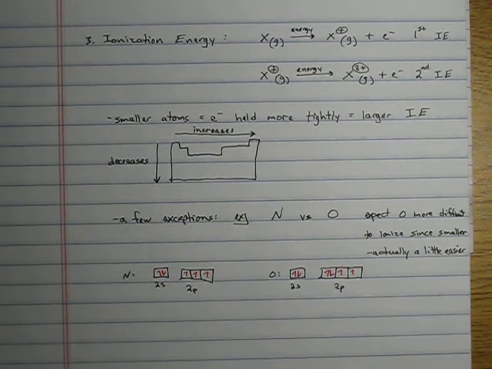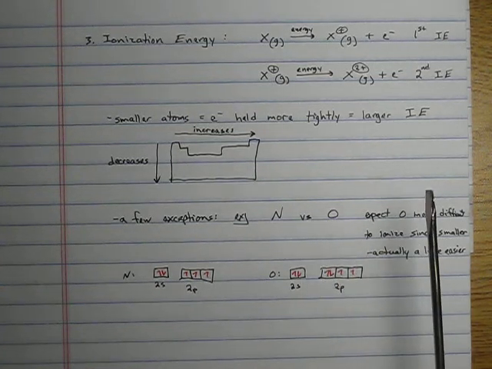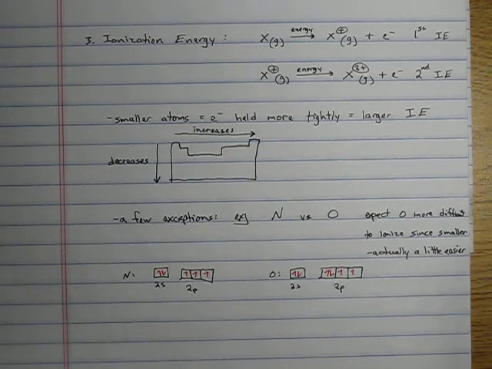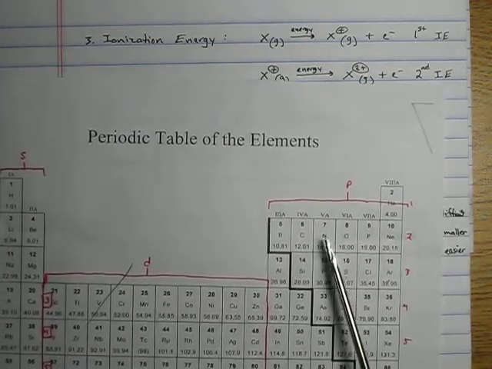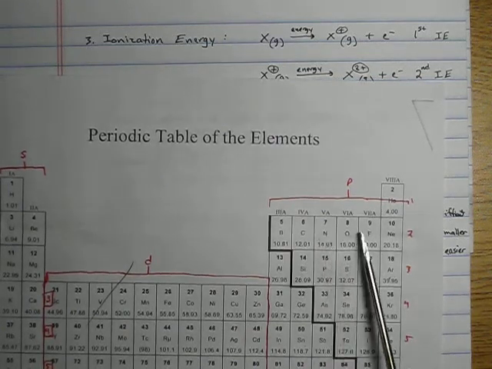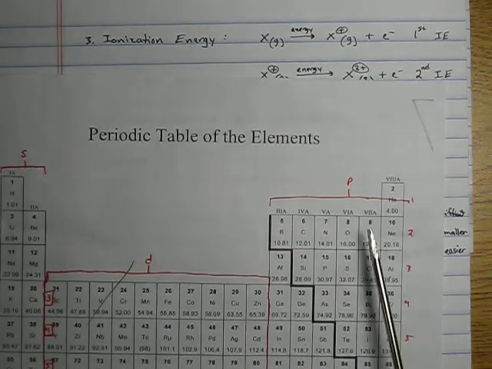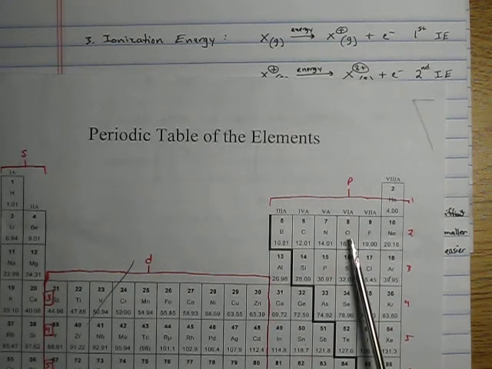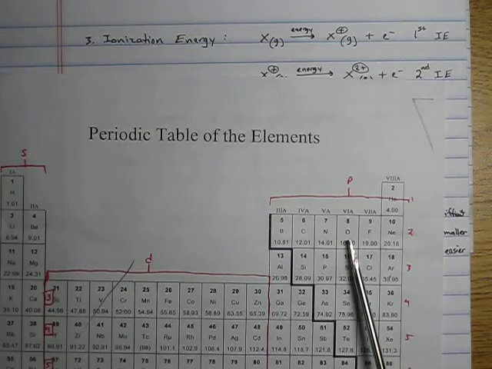Note, there are a few exceptions to this rule, but with what we've already learned, we can see why you'd kind of expect some of these exceptions. For example, nitrogen versus oxygen. When we look at the periodic table, we see that nitrogen is a little bit larger than oxygen. Note, we're going from left to right, atomic size gets smaller. Oxygen's a little bit smaller. We would expect it to have a higher ionization energy because it's a little bit smaller.